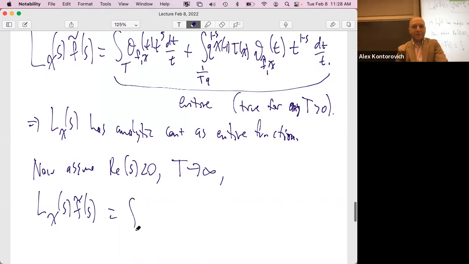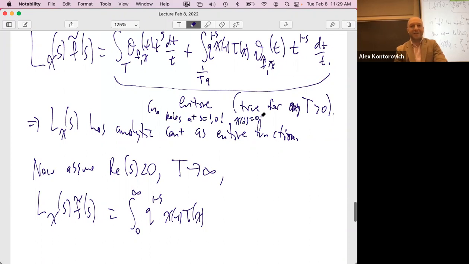This integral becomes an integral from 0 to infinity, q to the minus s. These are all constants: chi of -1, tau of chi. Being entire, you don't have to worry about 0 at all. There are no poles at s equals 1 and 0, in contrast to zeta. That's because chi of 0 is 0, so there's nothing to take out from the theta function to make it a sum on the integers.